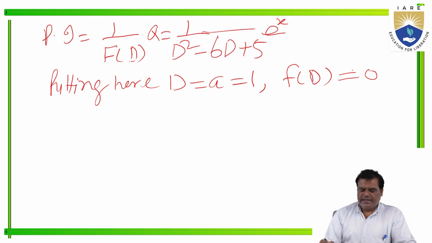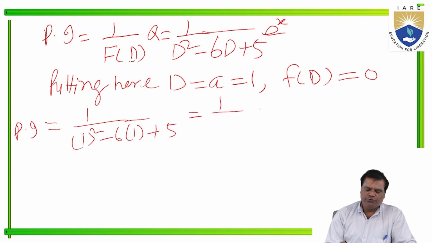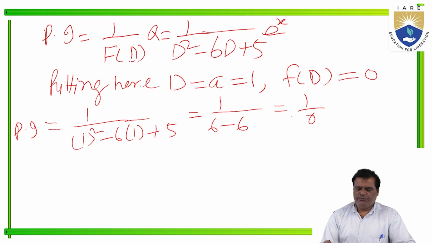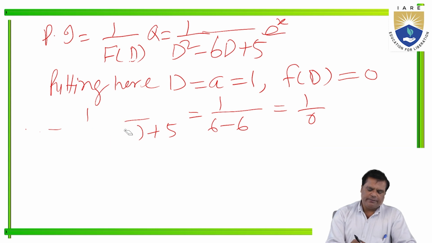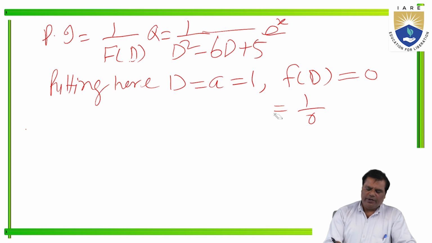Then case second. So here I am putting, PI is 1 upon D square minus 6D plus 5, with D equal to 1: 1 square minus 6 into 1 plus 5. So 6 minus 6 is 0, f(a) is 0. We are checking here f(a) is 0, so this case second applies here.